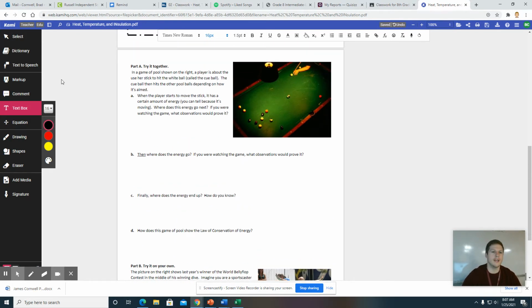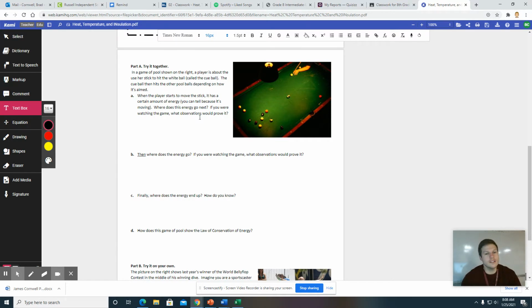So now, in a game of pool shown on the right, a player is about to use her stick to hit the white ball. That's called a cue ball. And the pool stick is called a cue. So the cue ball will then hit the other pool balls depending on how it's aimed. When the player starts to move the stick, it has a certain amount of energy. You can tell because it's moving. That's how we know we have kinetic energy for sure.